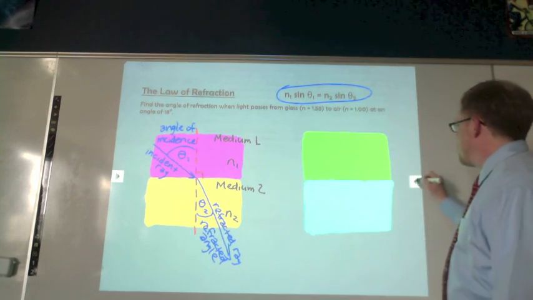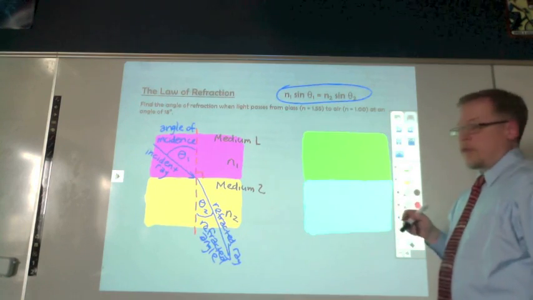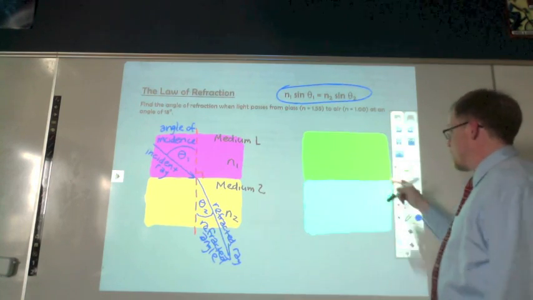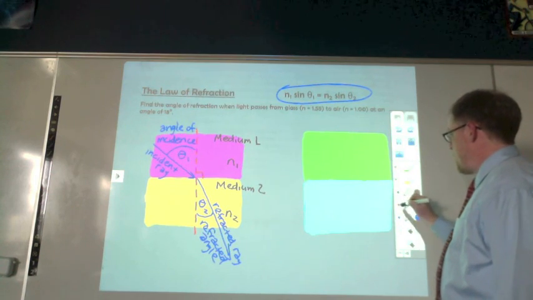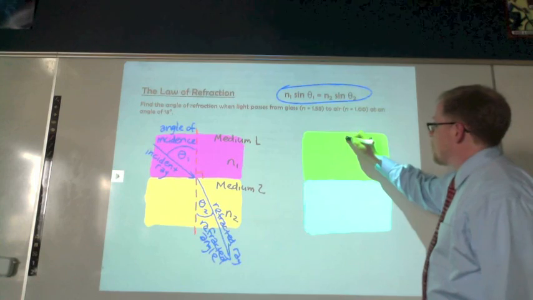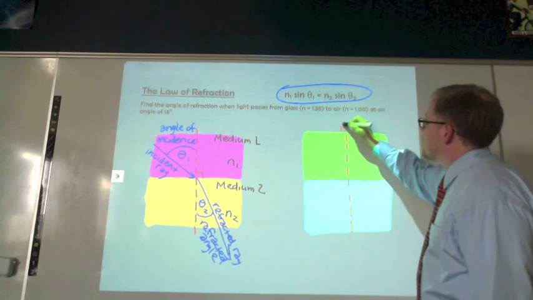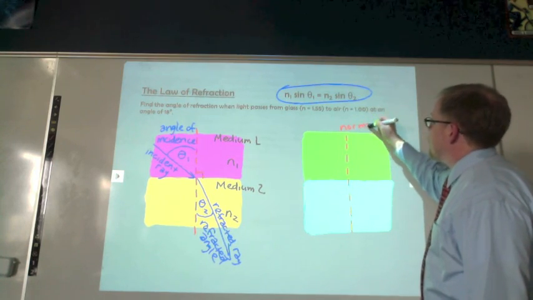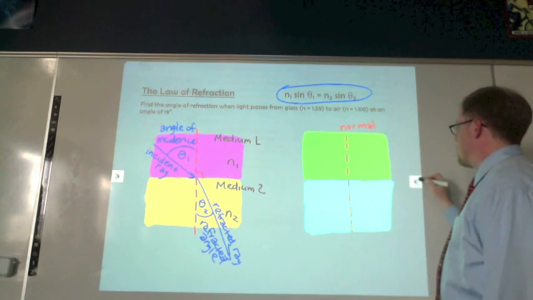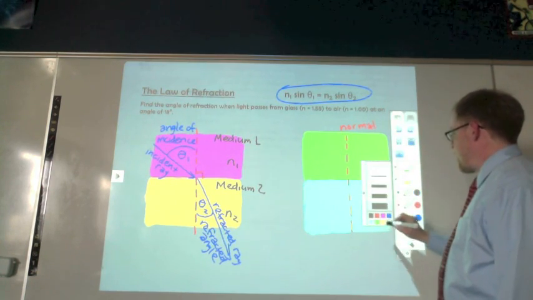Okay. This right here is the border between the two media. This is where the refraction occurs, the change in direction. Let's go ahead and also indicate the normal. You should always draw in the normal, whether or not you use any color. Let's draw our incident and refracted rays as well.